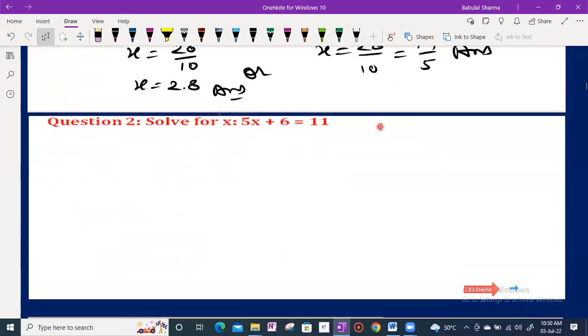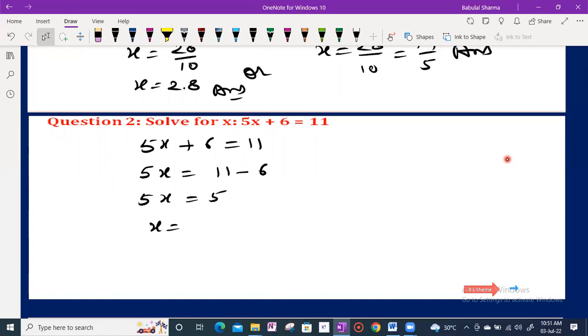Next example is solve for x, that is 5x plus 6 is equal to 11. So you can write here 5x plus 6 is equal to 11. 5x is 11 minus 6. 5x is 5. x is 5 upon 5. 5 upon 5, that is 1. So x is equal to 1. Answer. इस तरह से we can find out or we can solve a linear equation in one variable.